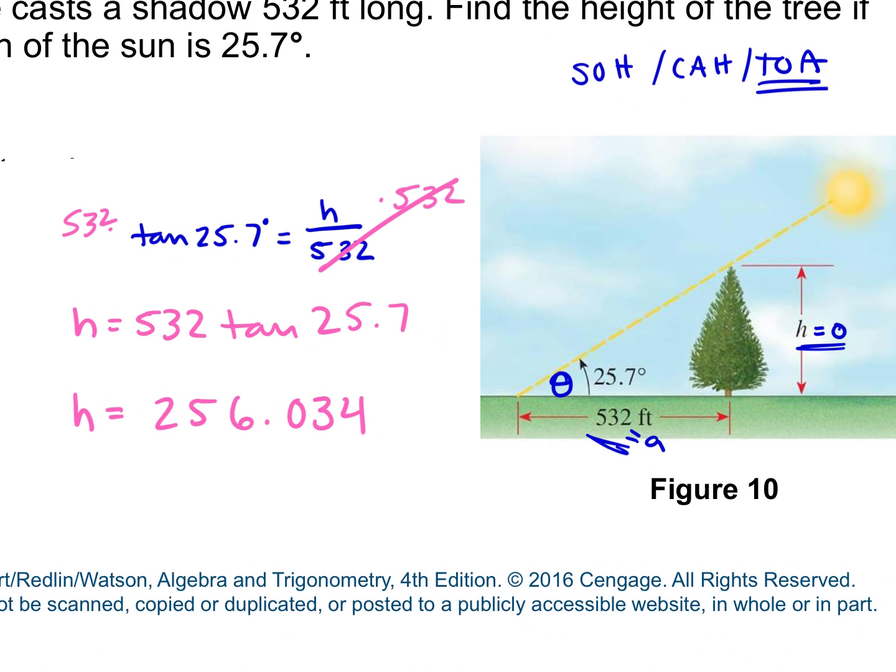Now what are we talking about here? Are we talking about inches, meters, degrees, feet? The side length is measured in feet, so this would be 256 feet. So that would be our answer.